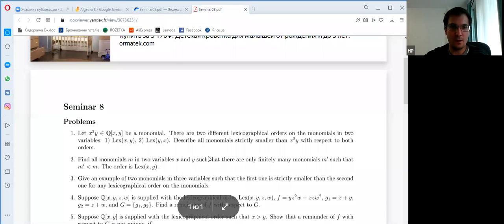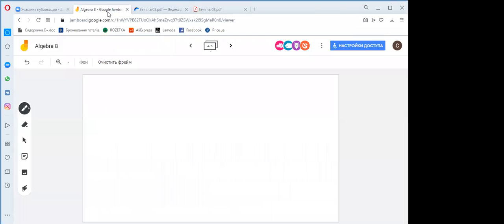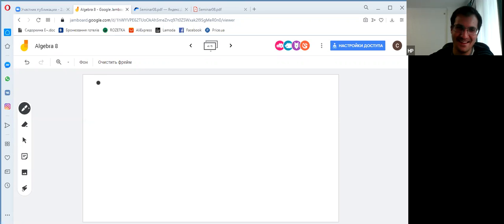Okay, number 3. Give an example of two monomials in 3 variables such that the first one is strictly smaller than the second one for any lexicographic order on the monomials. How many lexicographic orders are there on monomials in 3 variables? 3? Not 3. You mean 9? No, it's 6. Yes, 6.